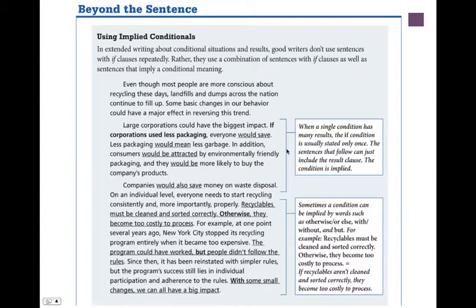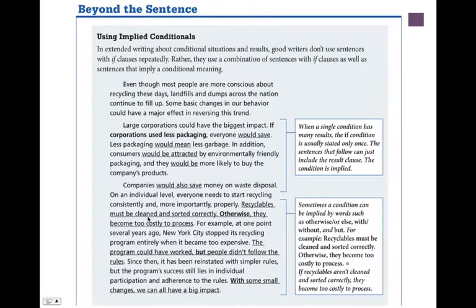So notice here, when a single condition, the one that's in bold, has many results, the if condition is usually stated only once. The sentences that follow can just include the result clause because the condition is implied. It's repeated. The next paragraph. Companies would also save money on waste disposal, and this also implies that the same condition above applies to this result. On an individual level, everyone needs to start recycling consistently and, more importantly, properly.